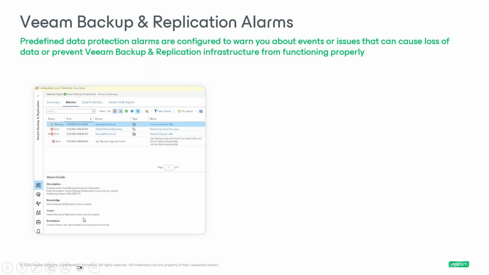So this is just more information about the alarms. Really, the goal of the alarm is to warn you about events or issues that could lead into bigger problems, such as data loss, or just the Veeam server not running properly. There's a whole section about alarms for each of those views.